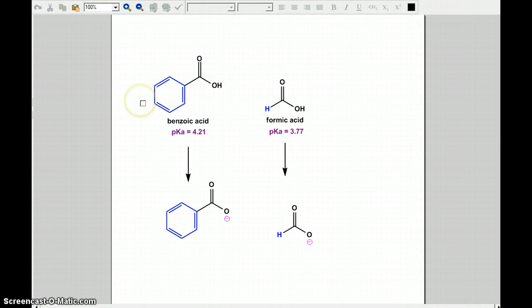Here is the structure for benzoic acid, here is the structure for formic acid. The pKa of benzoic acid is 4.21, the pKa of formic acid is 3.77, right? So we can say that formic acid is actually more acidic than benzoic acid. The reason is that the group you have here is a benzene ring connected to the carbonyl carbon. A benzene ring is an electron rich ring, right? So it's going to donate electrons to this electron deficient carbonyl carbon. Now this is electron deficient because of the presence of electronegative oxygen, we all know that.